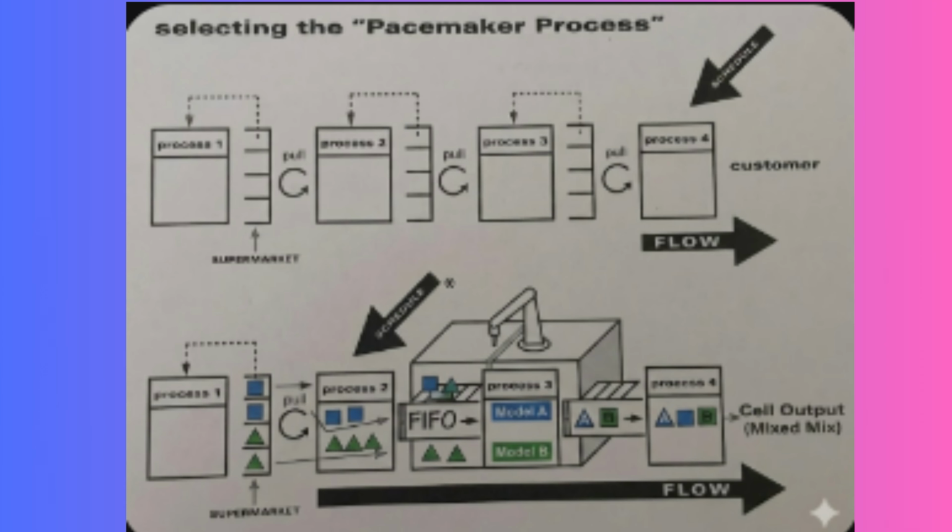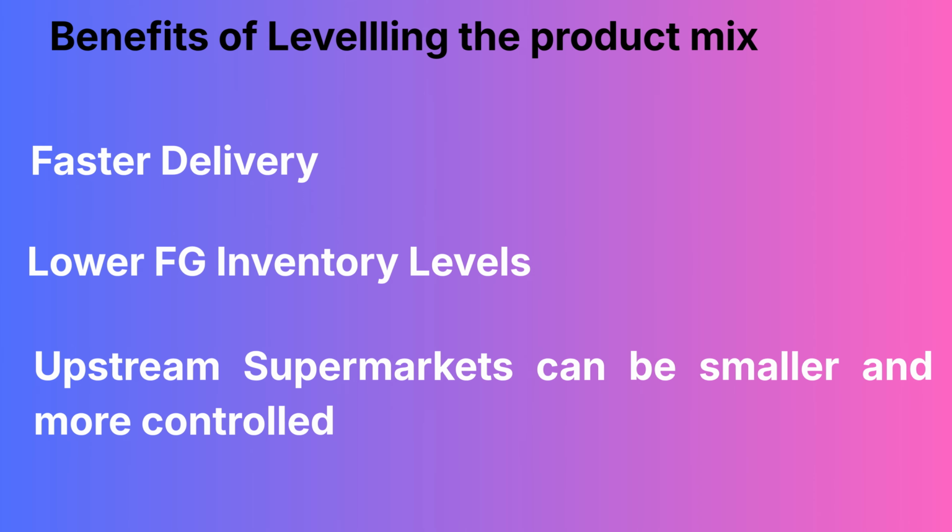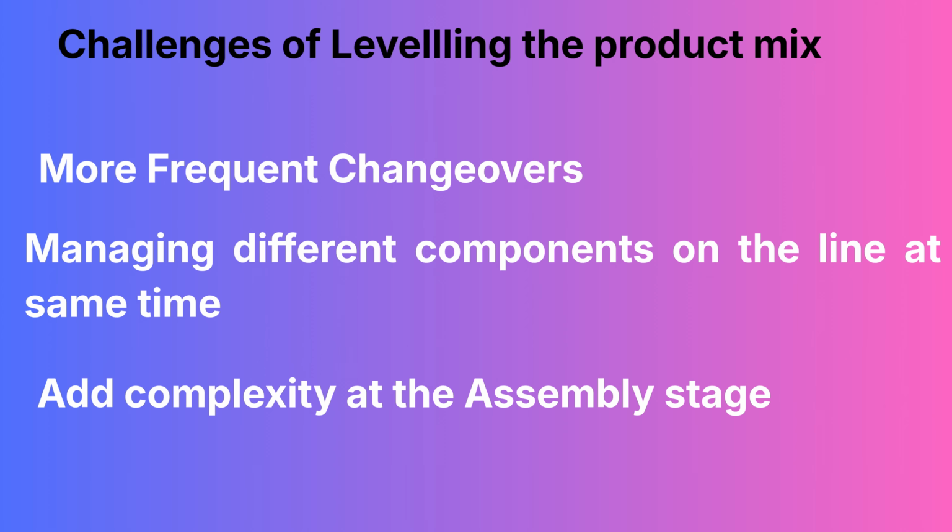Now let's understand the impact of leveling the product mix at the pacemaker process. The more we level our production, the more flexible we become in responding to different customer requirements. This means we can deliver faster, while keeping very low finished goods inventory. Another important benefit, when production is leveled, even our upstream supermarkets can be smaller and more controlled. But, there's a trade-off here. Leveling is not easy. It requires handling more frequent changeovers, and managing different component variations on the line at the same time. So yes, it adds some complexity at the assembly stage.